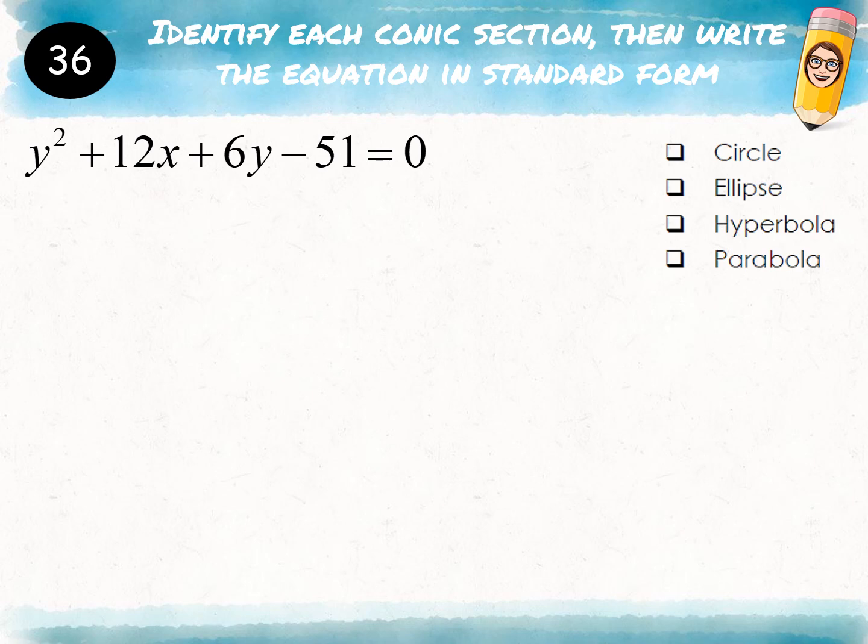Let's take a look at number 36. First step, let's identify the type of conic it is. I see that there's only one squared value. That makes it so much easier, right? It has to be a parabola.